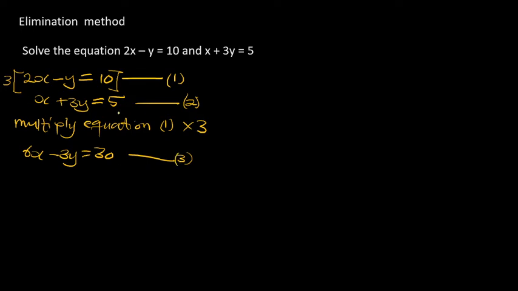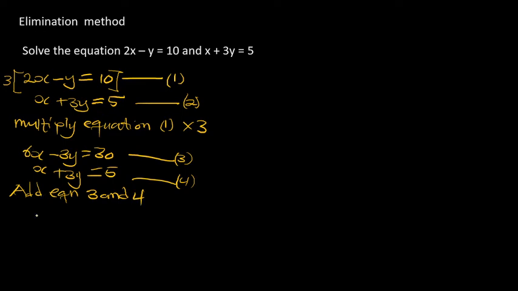Now let's write our equation 2 again: x plus 3y equals 5. This time, let's call it equation 4. Alright, so what do we do next if we want to eliminate? If we want to eliminate y, looking at these two equations, we need to add equations 3 and 4.